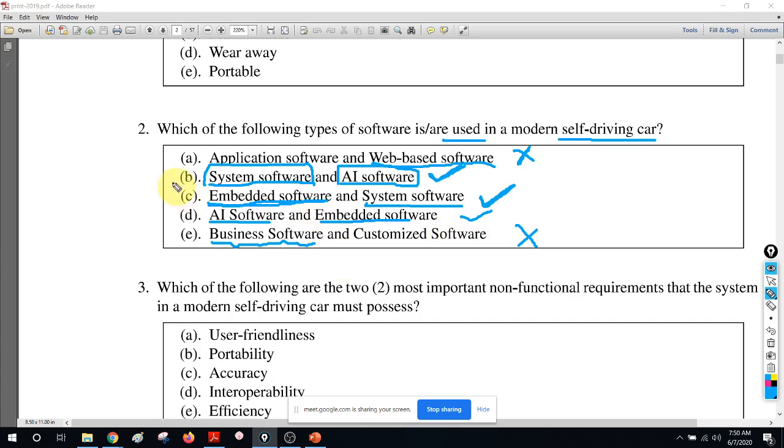So my answer is B, C, D, but your examiner's answer is D. That means only D. He has taken it as embedded software. The only thing is he thinks it doesn't have system software. But I think every vehicle is going to have an operating system. If your smartphone has an operating system, I don't believe your self-driving car does not have one. So for me B, C, D, but in your answer sheet it is D. So it's a sort of debatable situation. Okay, that kind of situation can be there.